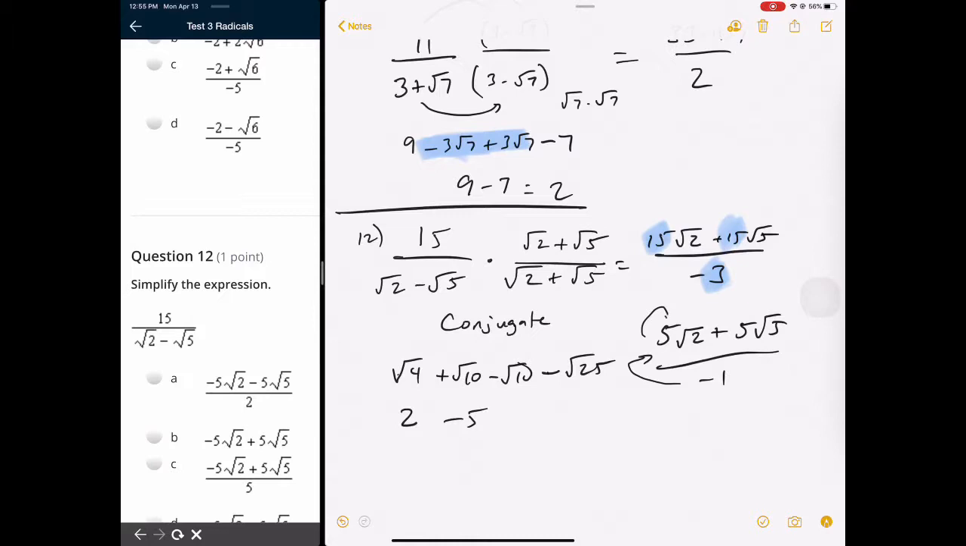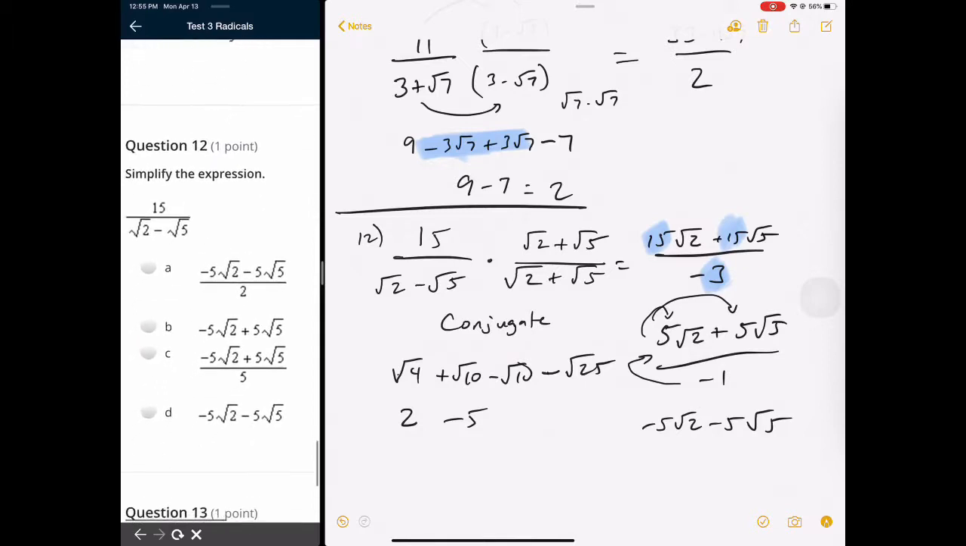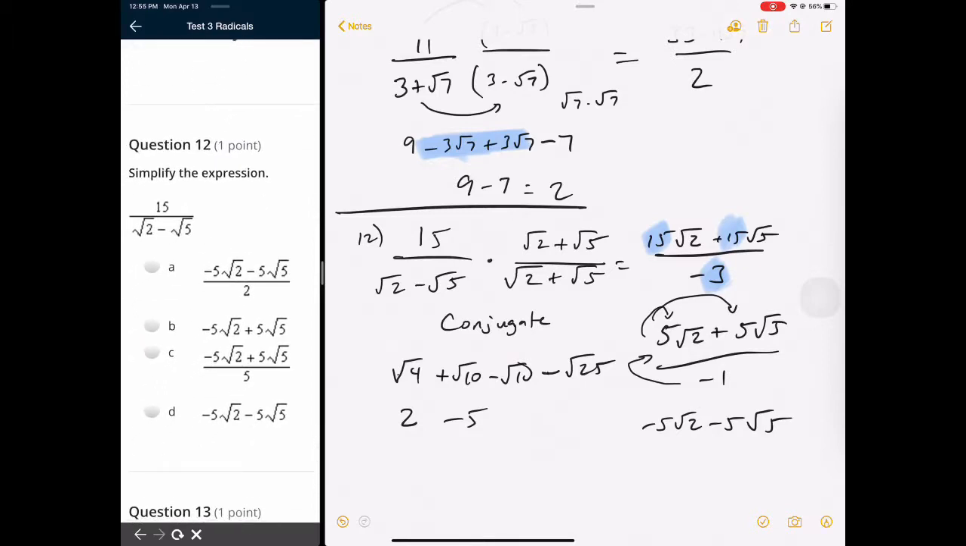So we have to distribute to the front and the back. It's a negative 5 square root of 2 minus 5 square root of 5. And that answer wasn't obvious.